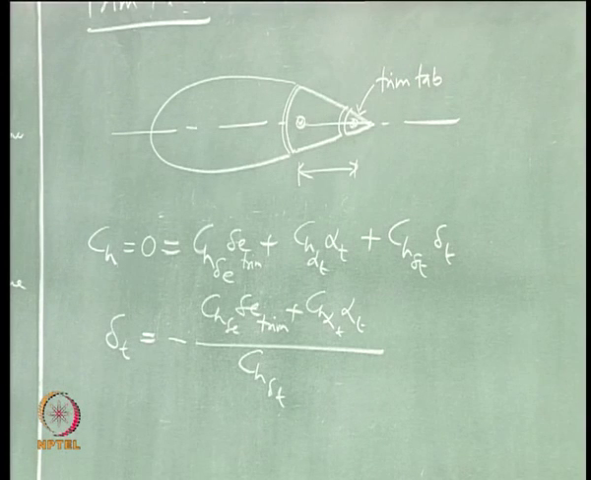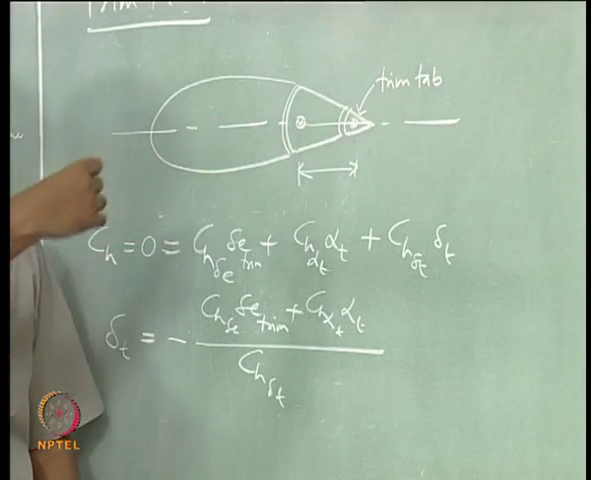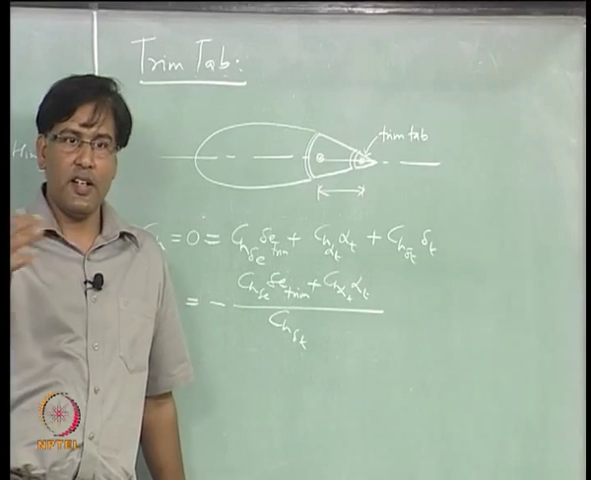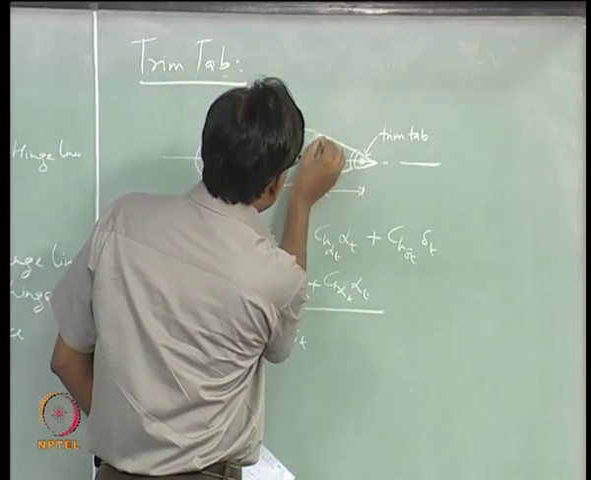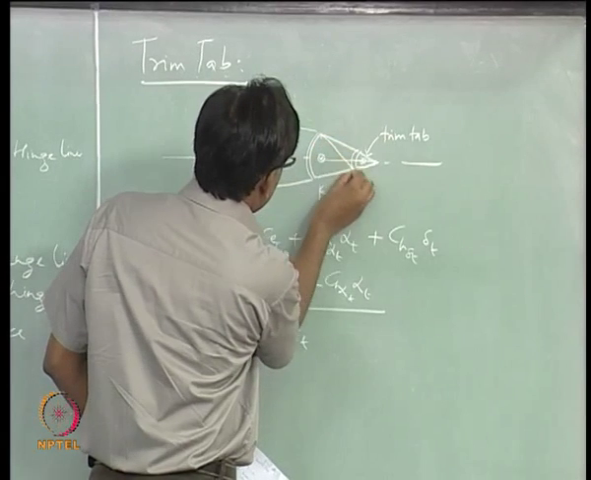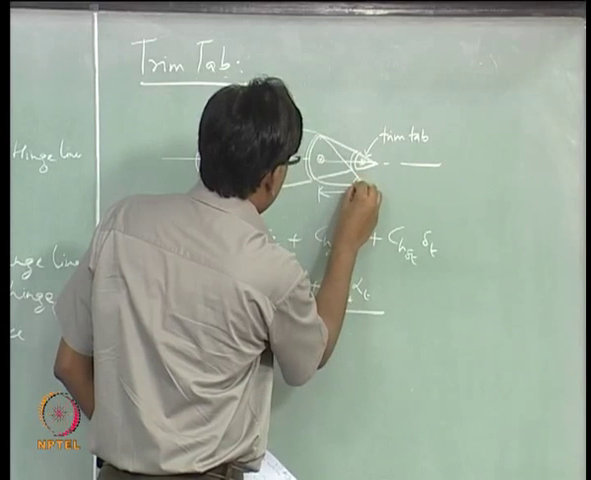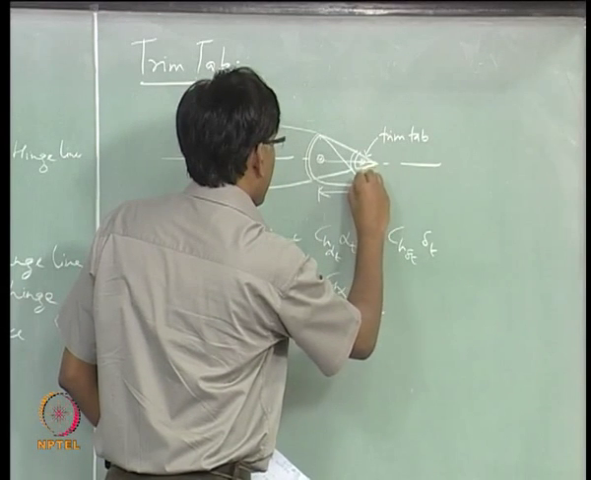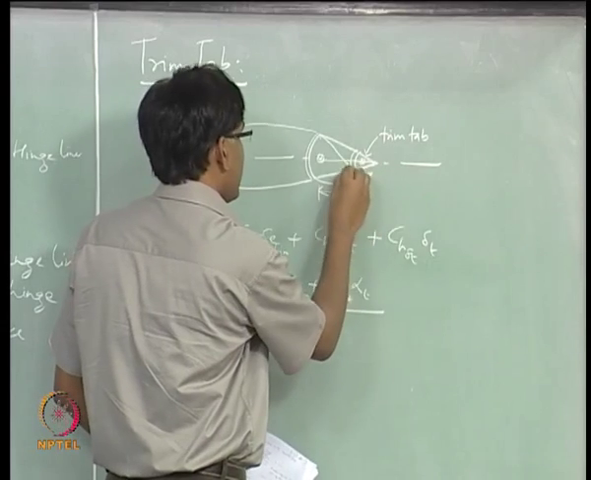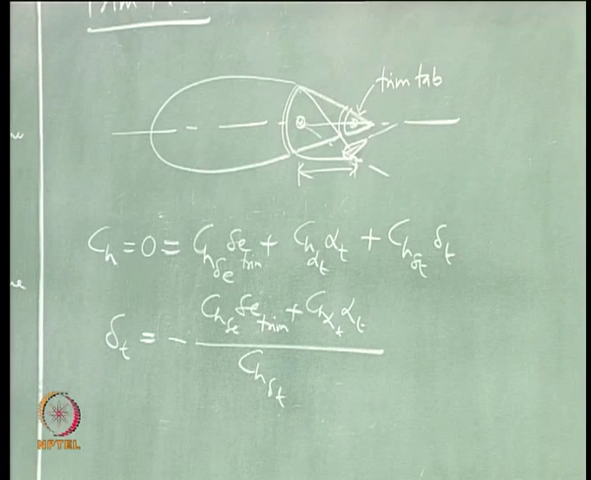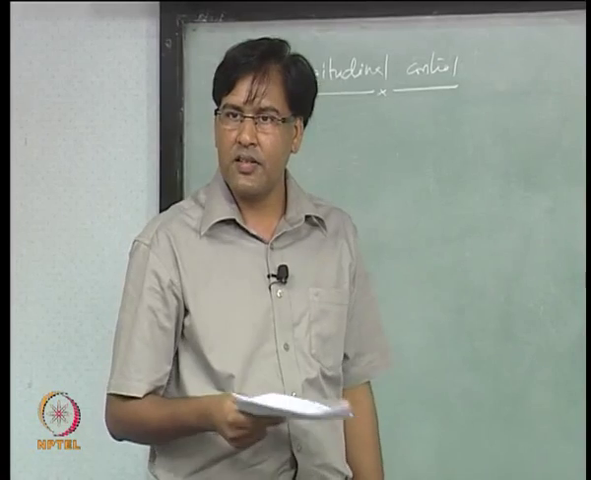Okay, right, so if the elevator is downward, which way the trim tab should be? Upward, right? Is understood. Right. Okay.